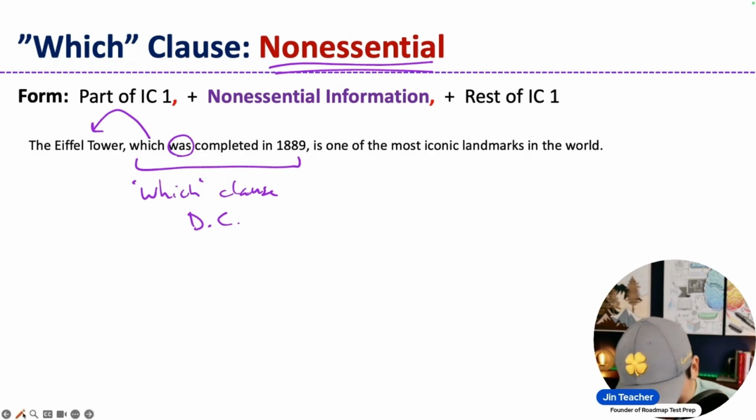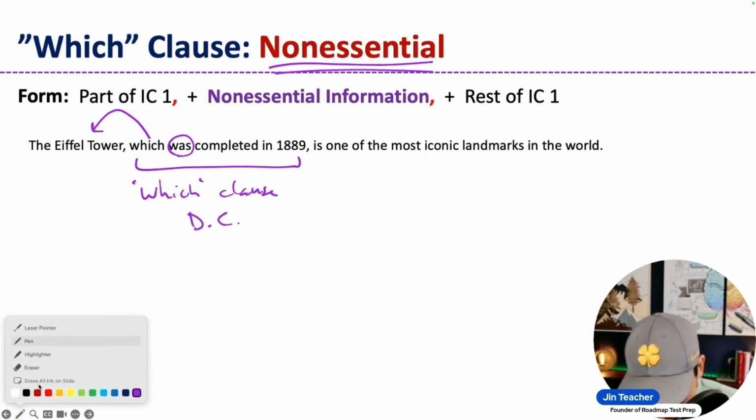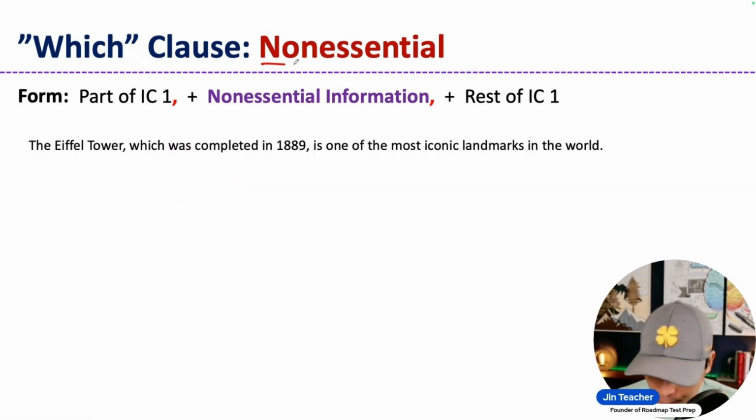Now, like I told you guys, this is just a good comma rule to know. Which clauses are always non-essential. Which means what? If it's non-essential, do you have commas around it? Yes or no? Yes. So in non-essential information, you have a comma that comes before it and a comma that comes after it.